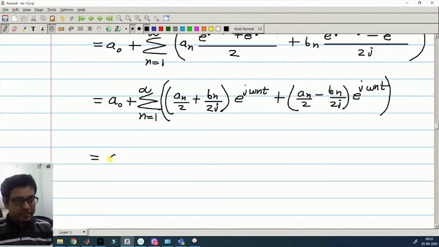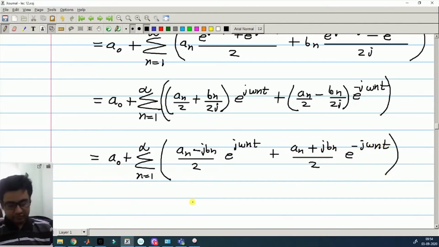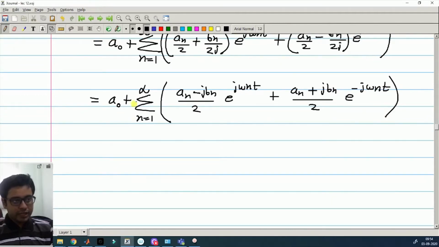You may also write it as (an minus j bn) by 2 e to the power j omega n t plus (an plus j bn) by 2 e to the power, this should be minus j omega n t. Now let me expand this sum like this.